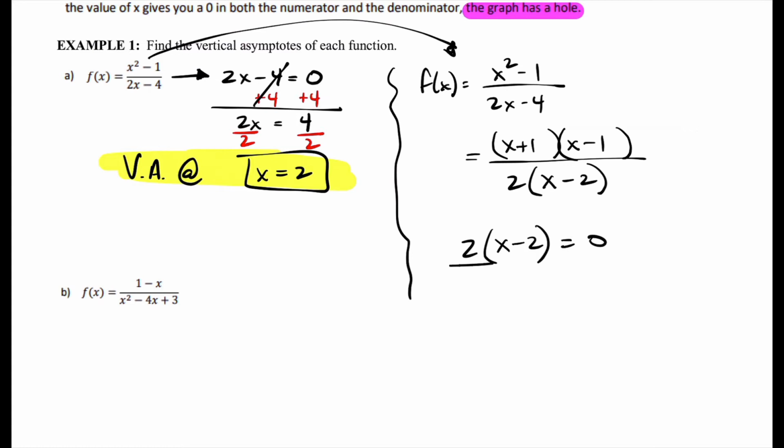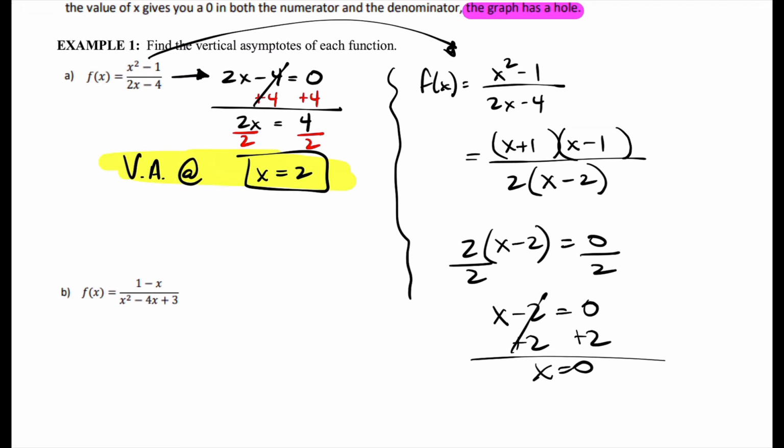Okay, divide both sides by 2, add 2, and you get your answer. Oops, not 2. 0, sorry. Not 0, 2. Vertical asymptote at x equals 2.